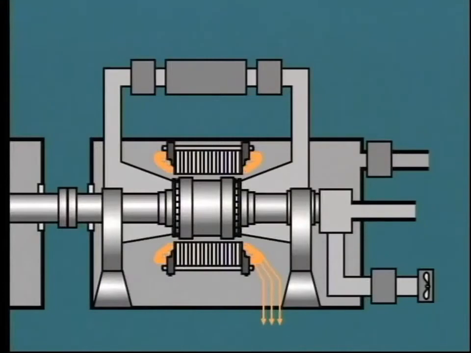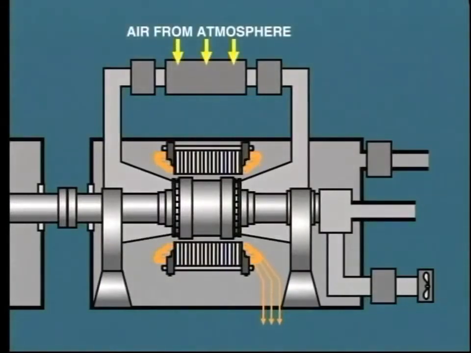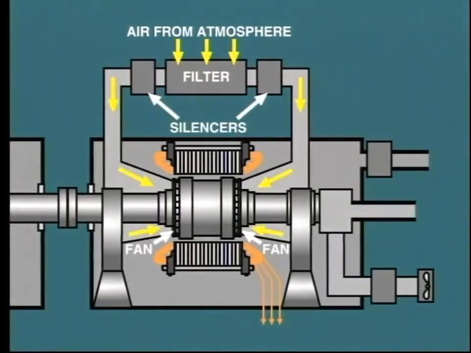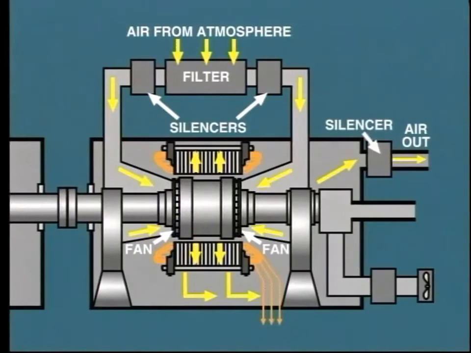This diagram shows a typical arrangement. Air is drawn in from atmosphere and passed through filters to remove any particles of dust or other contaminants. The air is then drawn down through silencers into the fan impeller at each end. The air is exhausted radially from each fan under pressure and is directed to follow the desired cooling path, eventually exhausting to atmosphere. In some units, silencers are fitted to the air exhaust as well as the inlet.